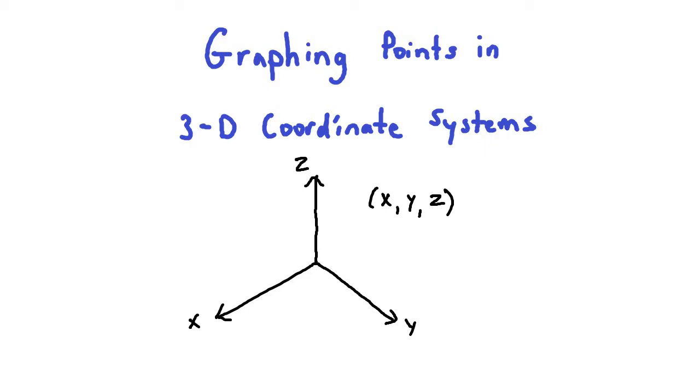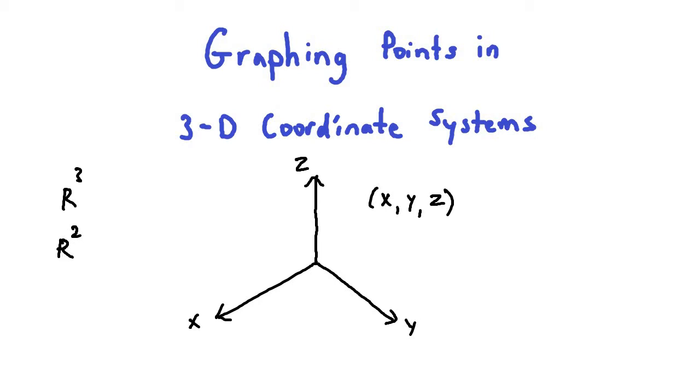These 3D coordinate systems are also known as R cubed. R cubed just stands for three-dimensional rectangular coordinate system, since these are still in rectangular coordinates. This means that the standard xy plane would be in R squared, or two-dimensional rectangular coordinate systems.